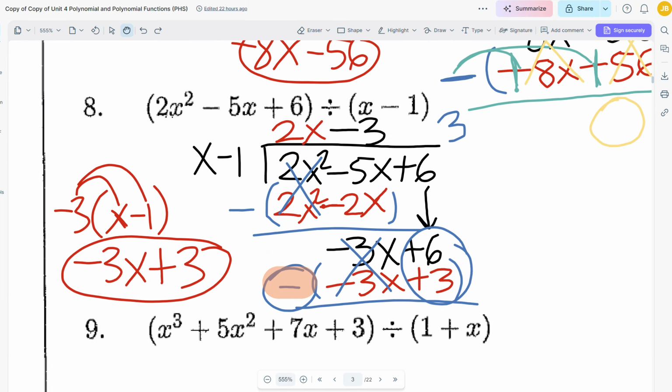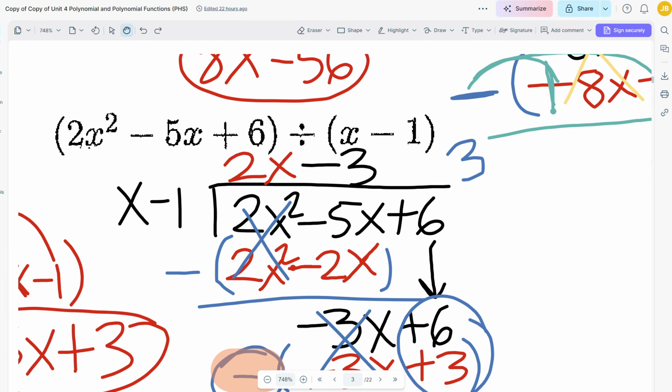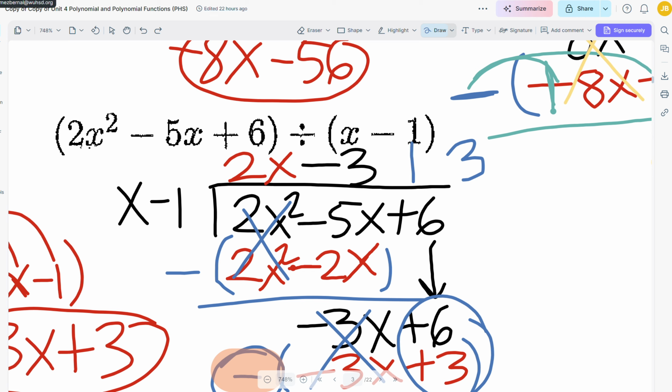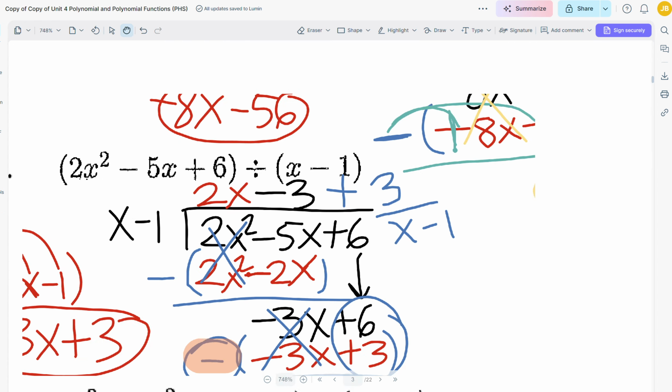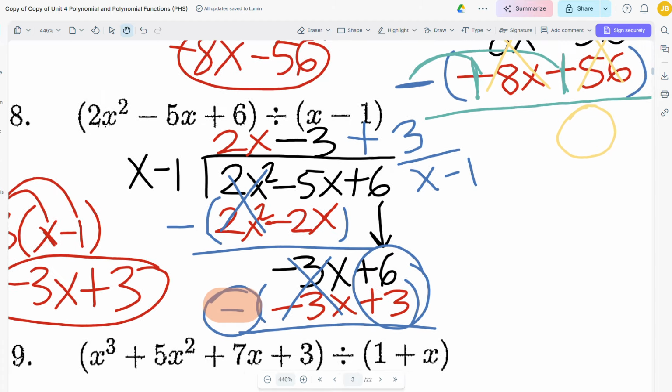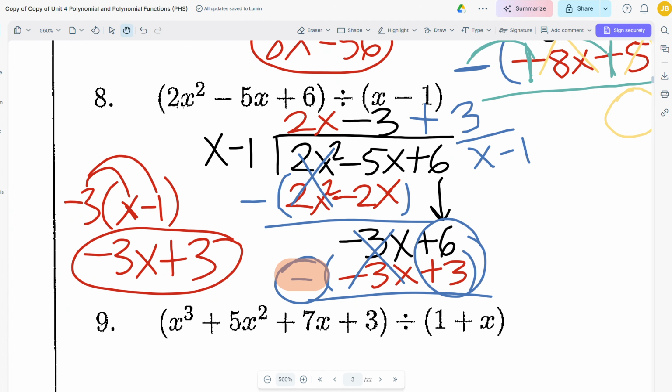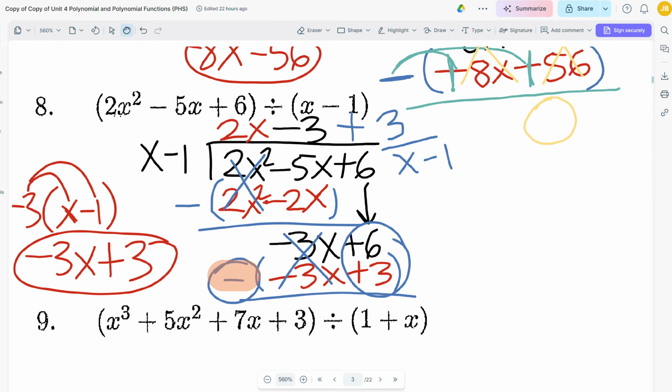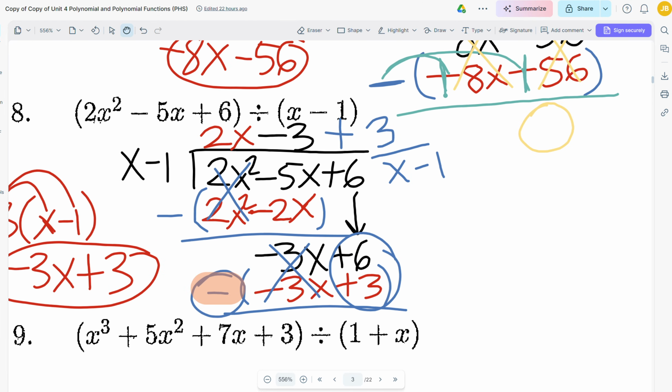So it'd be 3. Since it's positive 3, we're going to have to put a plus here. And then we're going to put it over our divisor, which was x minus 1. Let's go ahead and clean this up by writing it nice and clear off to the side. Again, what this is telling us is that x minus 1 is not a factor of the polynomial that we just divided.